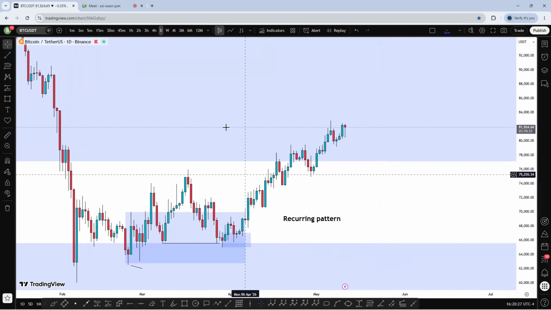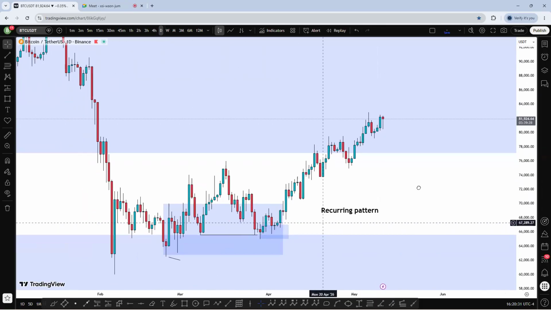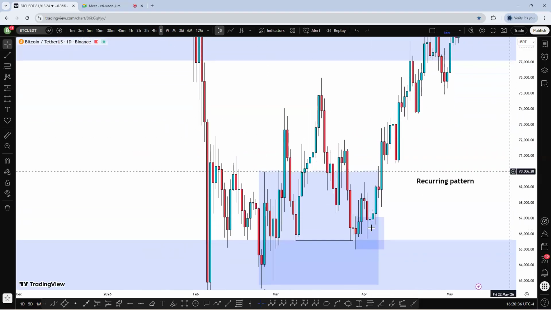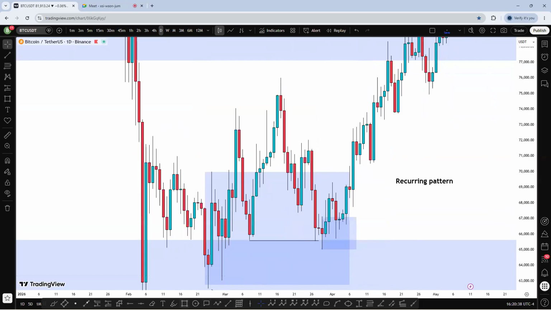So that's it. Your confirmation is here, on the daily time frame. So the daily time frame is being tested. Assume you want to buy from here.